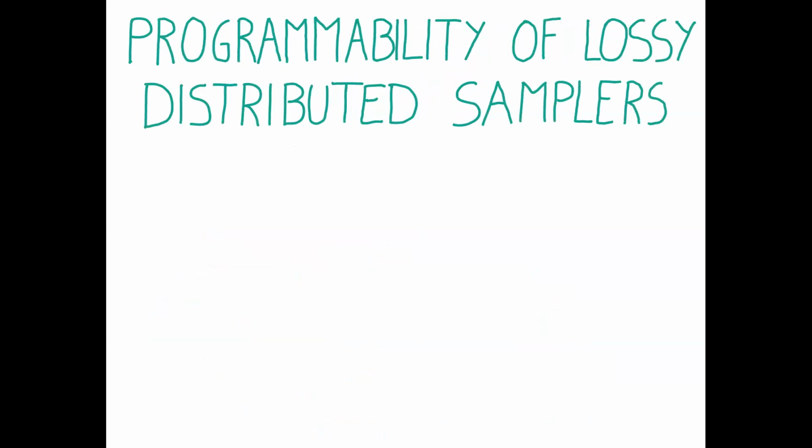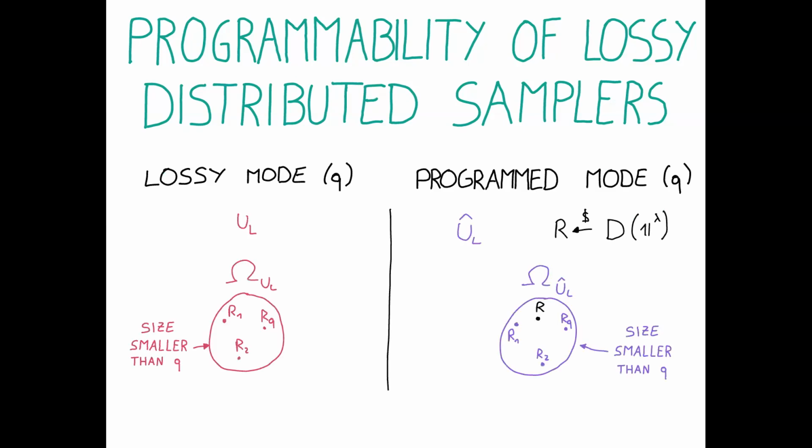There is another property that we require from these lossy distributed samplers that is called programmability. Basically it says that in lossy mode, we can hide an ideal sample in this set omega of U. So these two worlds will be indistinguishable. In one case, we have the standard lossy mode. In the other case, we have an ideal sample hidden in it. But the size of these two sets is still smaller than Q.